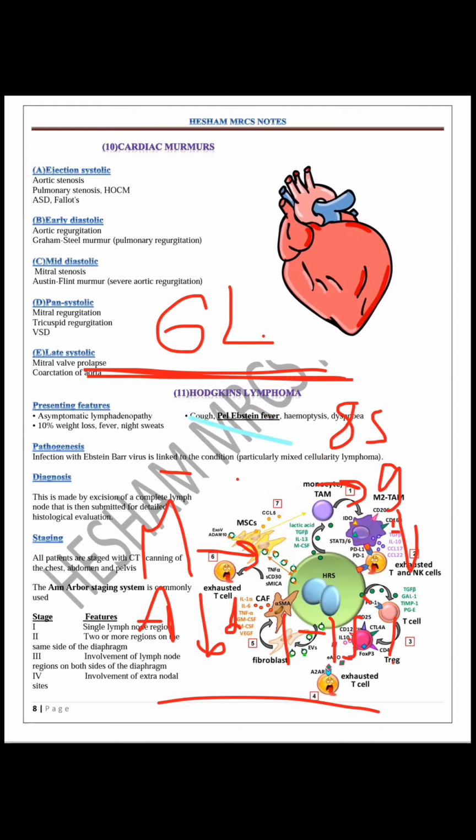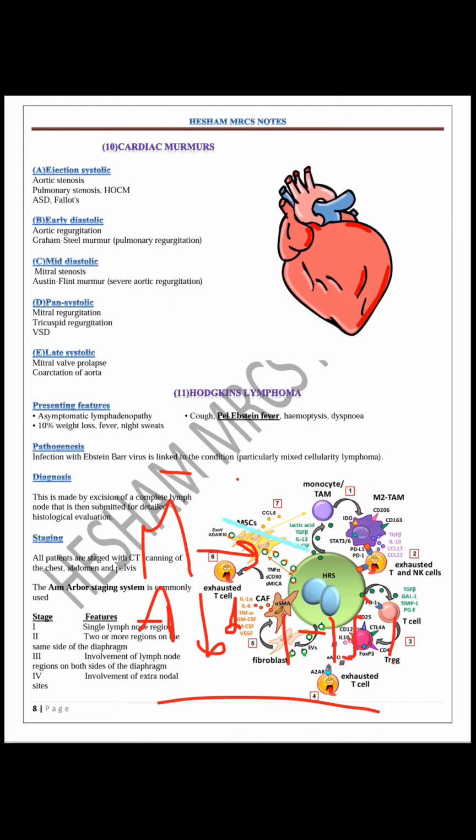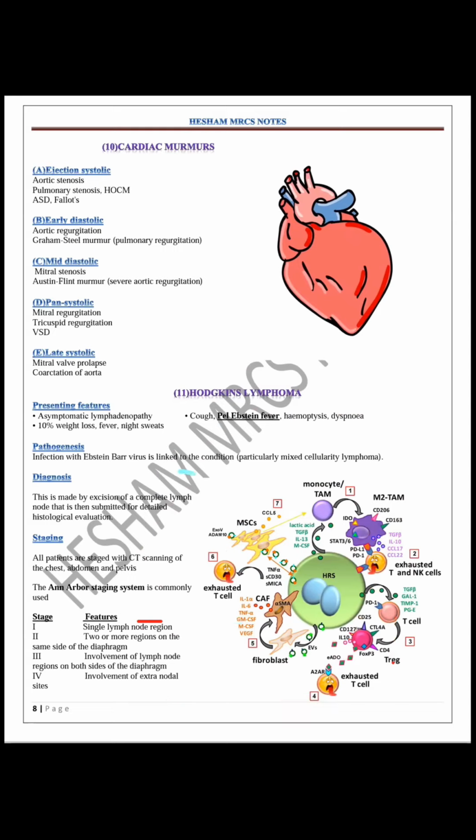The patient will also present with what's called Pel-Ebstein fever. What's Pel-Ebstein fever? Fever for 2 weeks followed by remission, and exacerbations every 2 weeks. You will have 2 weeks of fever, then 2 weeks of relapse, 2 weeks of fever and 2 weeks of low-grade fever.